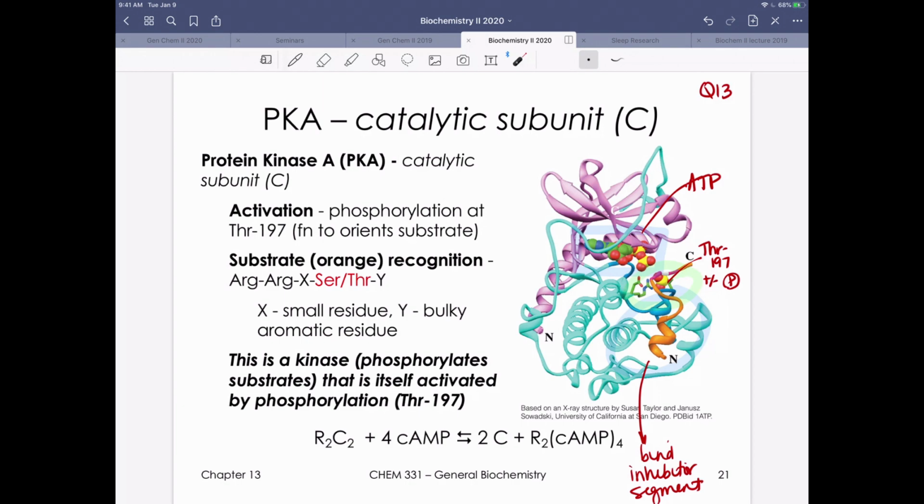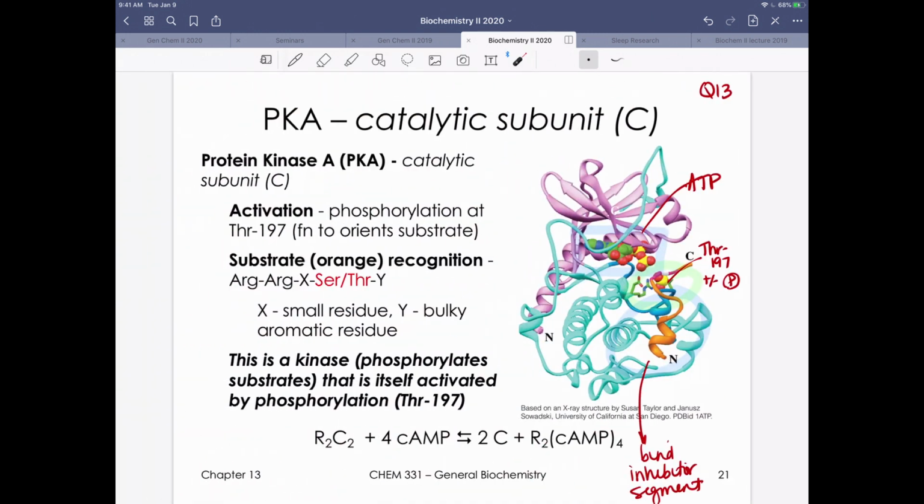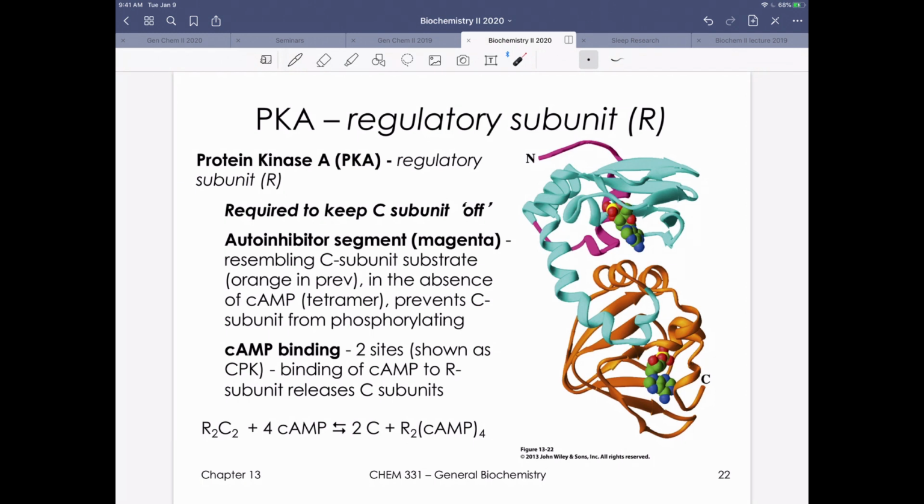So here's again the regulatory subunit. The regulatory subunit has this purple domain here, and this purple domain is the inhibitory segment. So if this inhibitory segment is bound where the substrate would normally bind, then the catalytic subunit can't bind another substrate to do its chemistry. So that's how the regulatory subunit does its inhibiting.